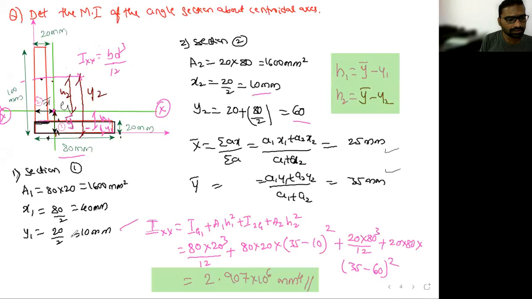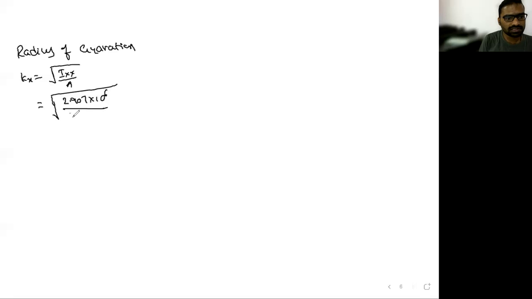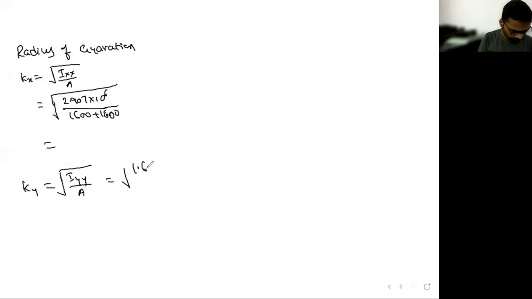Total area: A1 is 1600, A2 is 1600, so that is 1600 plus 1600. You will get the answer; that is your kx. Next, ky is the radius of gyration along the y direction. That is the square root of Iy divided by total area, so 1.627 into 10 raised to 6 divided by 1600 plus 1600. This is your ky value.